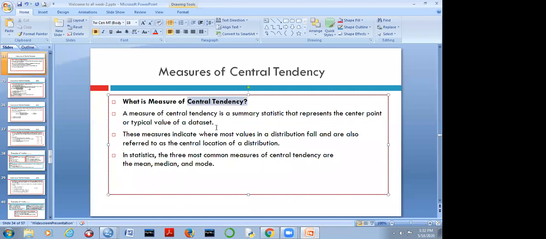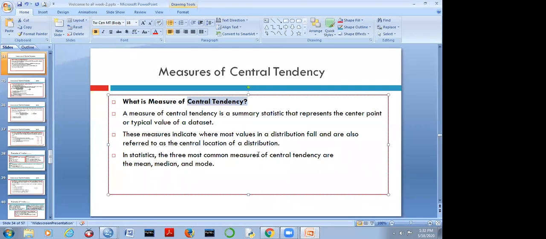A measure of central tendency is a summary statistic that represents the central point or typical value of a data set. These measures indicate where in a distribution values fall, and are also referred to as the central location of the distribution.